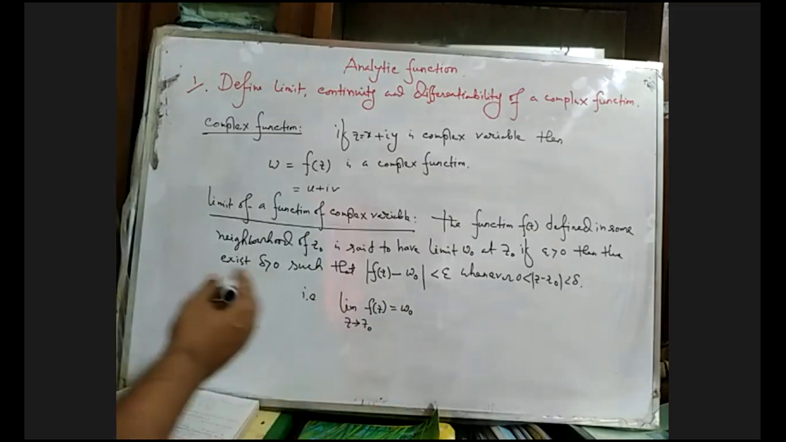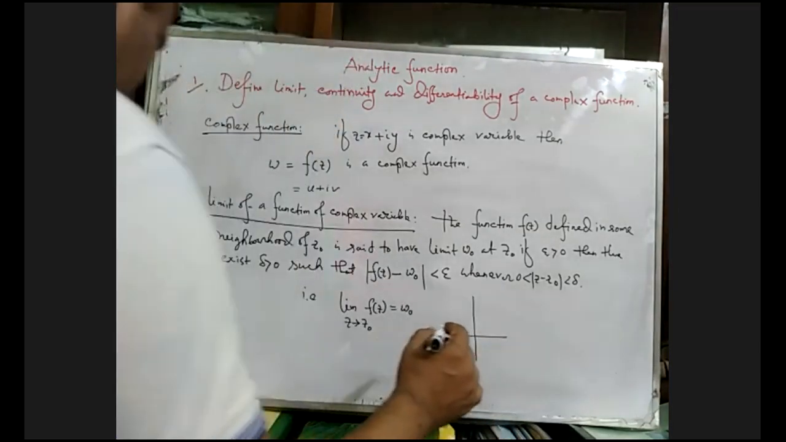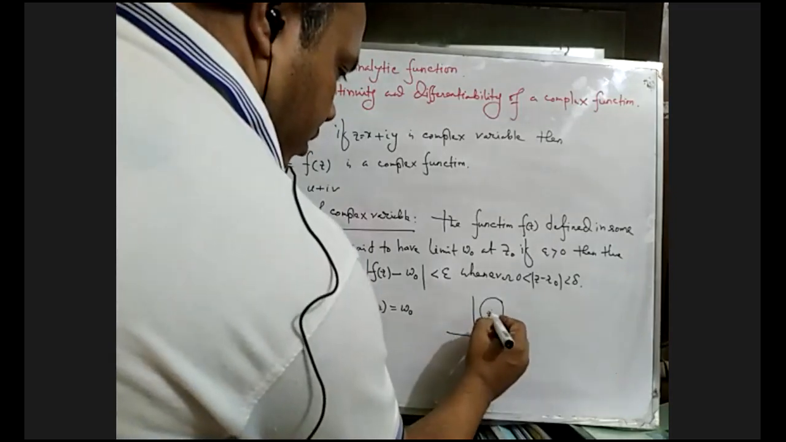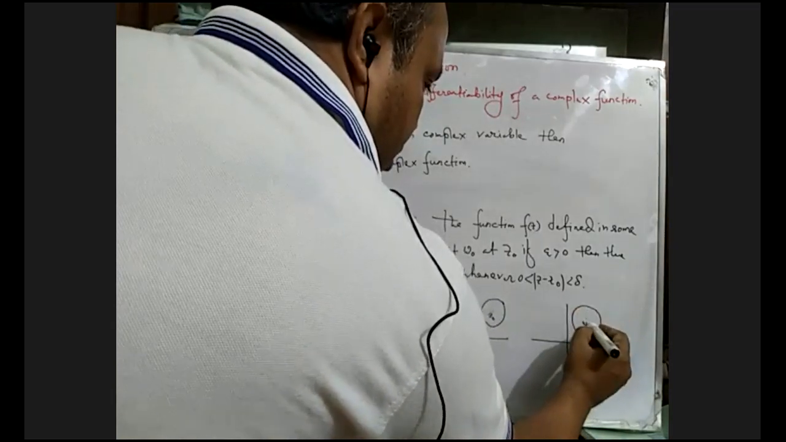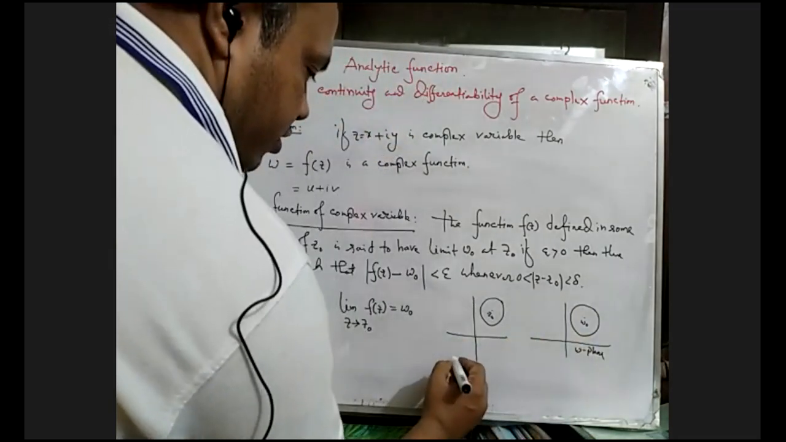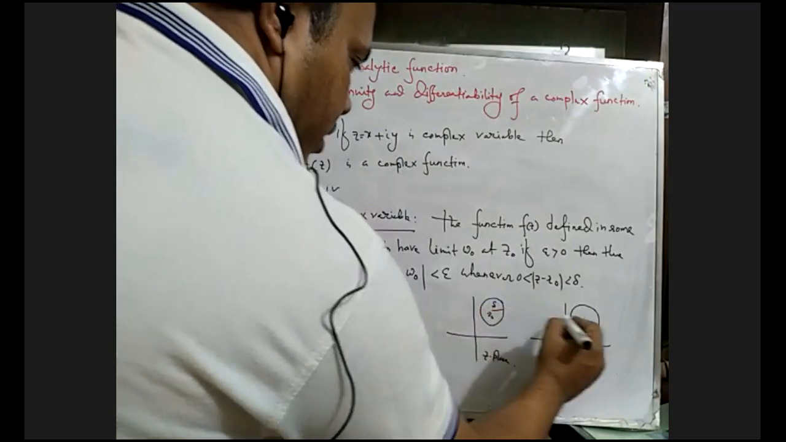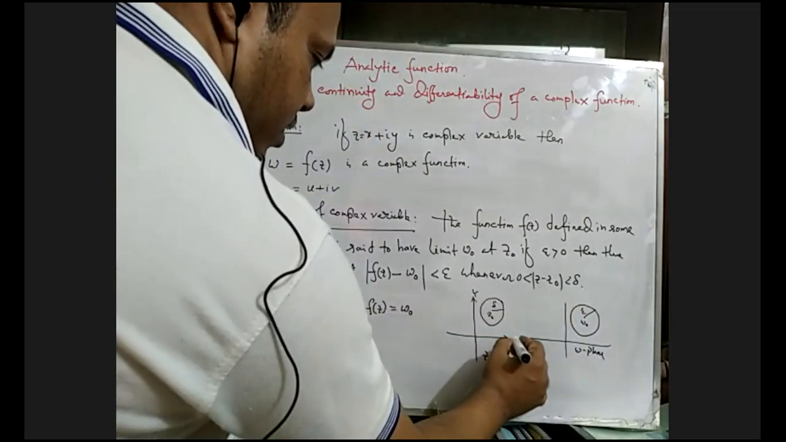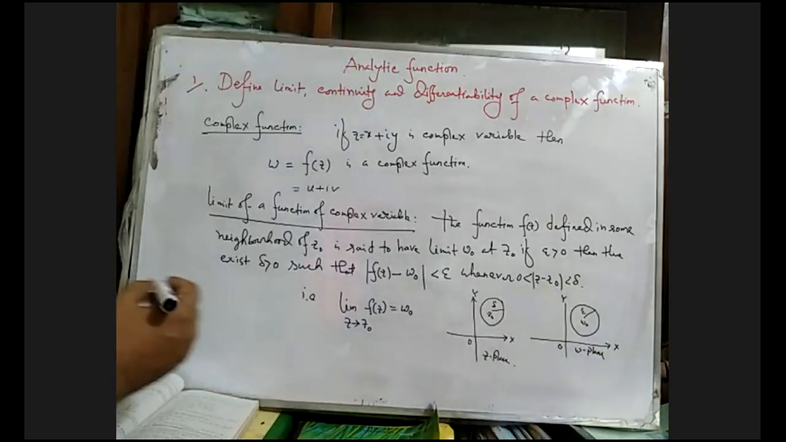And we can figure out there are two types of plane. One is the Z plane and another is the W plane. We can draw the graph for each plane. Suppose there is a circle with neighborhood and Z naught, and another one is W naught, this is the W plane and this is the Z plane. This radius is del, and this radius is epsilon. This is the imaginary axis and this is the real axis, and this is the origin, because it is a complex variable.